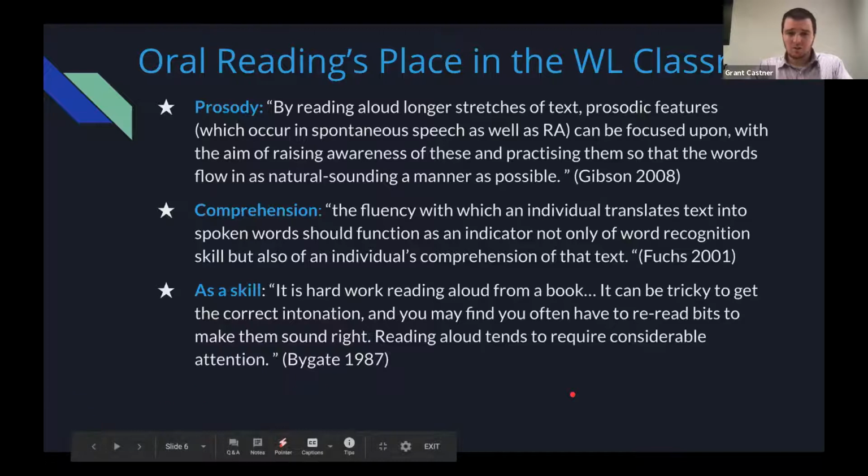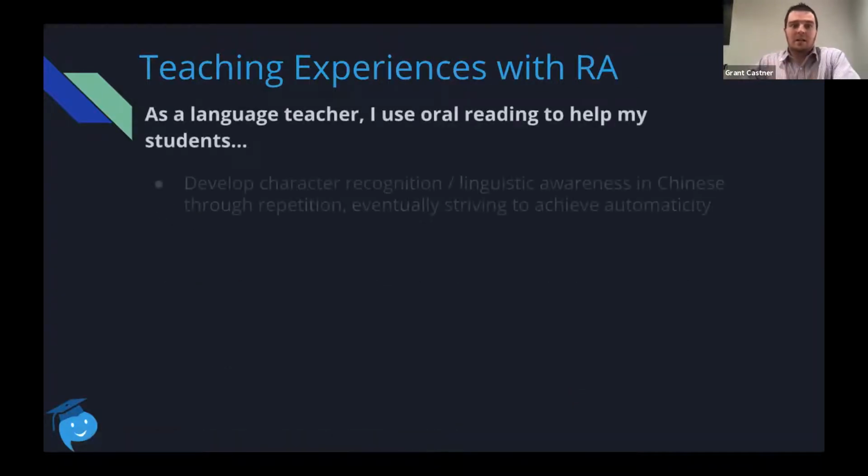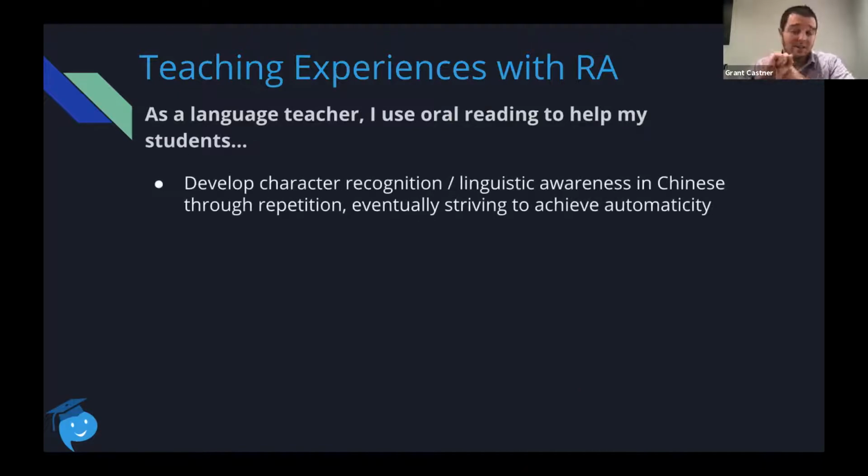So now, giving you a little bit of background, how do I use reading aloud? How do I use oral reading in my classes? For one, given that I teach Chinese, for developing character recognition and linguistic awareness through repetition and eventually striving to get that automaticity, right? You see a character, boom, you know how to pronounce it. Because if you see a character you don't know, you're not going to know how to pronounce it. So you've got to keep going, repetition.